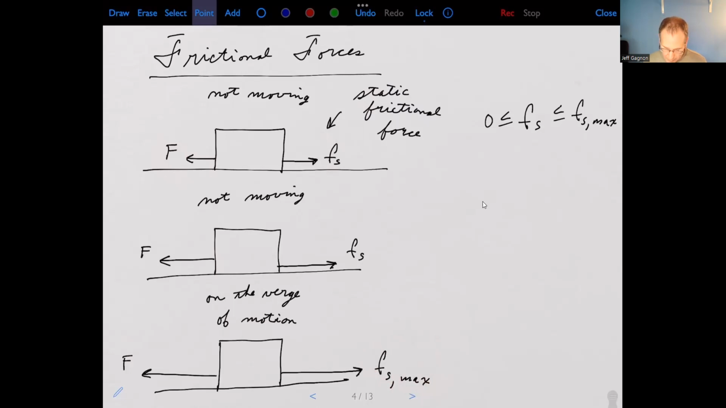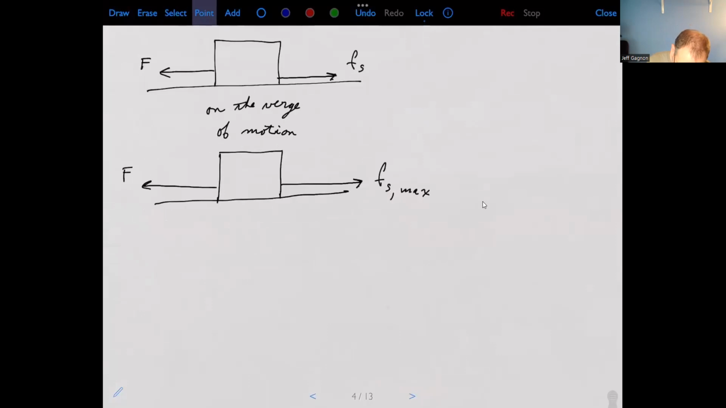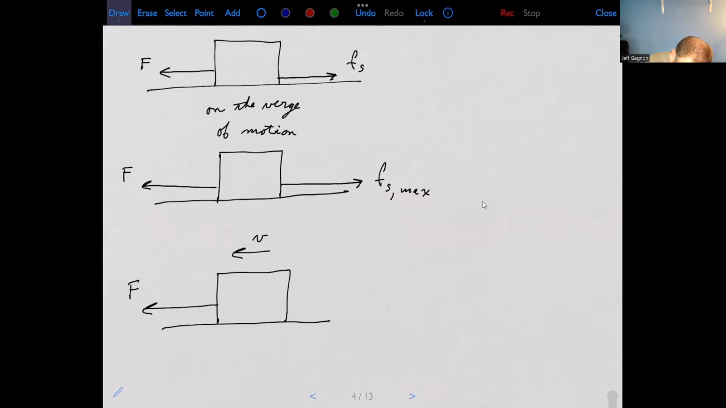The other frictional force that we're going to deal with is something called kinetic friction. That's when an object is moving. So now let's say we have an object. And it has some velocity, let's say I pull with some force. And it has some velocity. So it's like moving, let's say, to the left. There's still a force that's resisting the motion, right? But now since it's moving, that force that's resisting the motion is called a kinetic frictional force. So this is a kinetic frictional force when the object is moving.